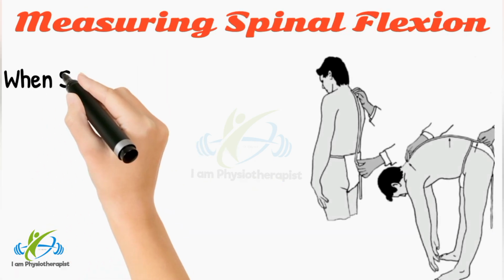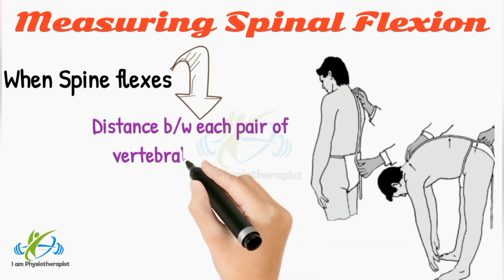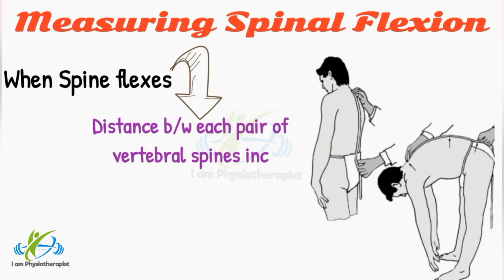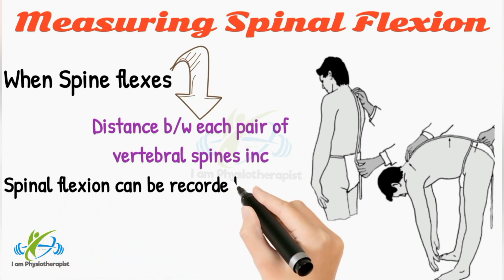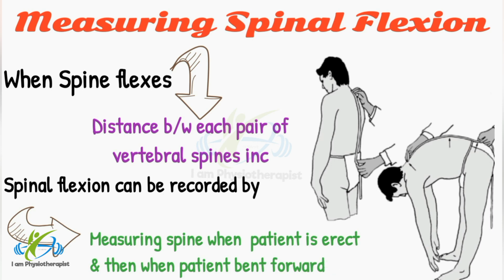When the spine flexes, the distance between each pair of vertebral spines increases. So spinal flexion can also be recorded by measuring the spine when the patient is erect, and then when the patient bent forward. Any increase is clear evidence of spinal flexion. In practice, this is used most frequently in assessing movements in the lumbar spine.